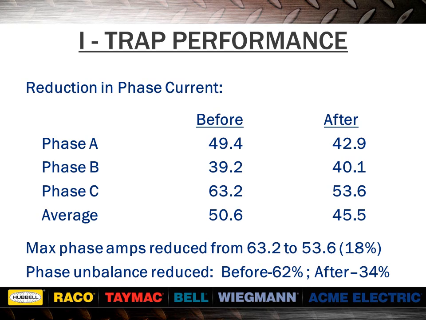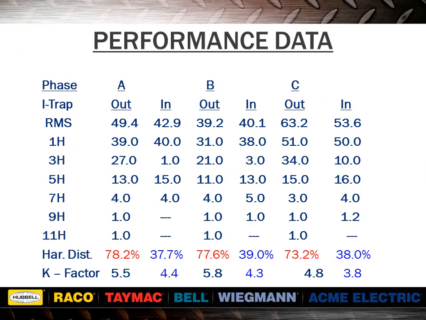I-trap helps reduce unbalance in the phases, which helps reduce neutral current, as we see here in this slide. The I-trap is not a harmonic filter, but it does tend to reduce total harmonic distortion in the phases. It also slightly reduces the K factor of the system, which allows the supply transformer to operate a little cooler, resulting in longer life. If this transformer is ever replaced, we recommend that it be replaced with a K factor unit.